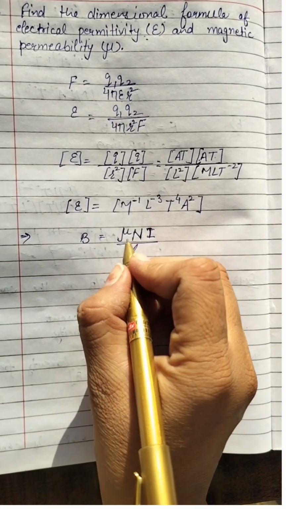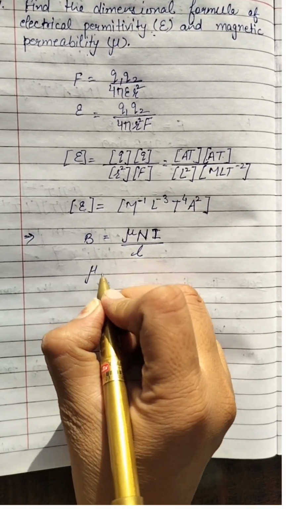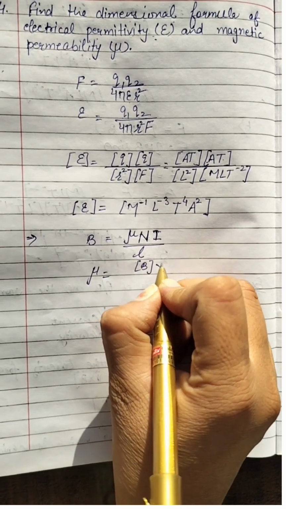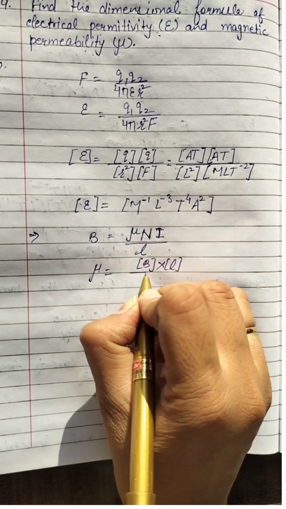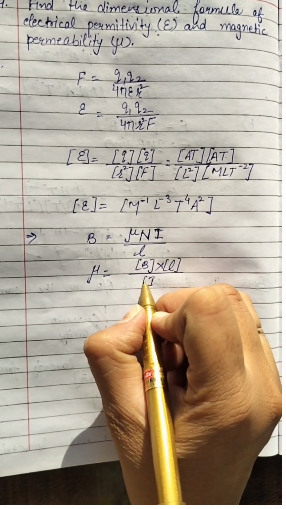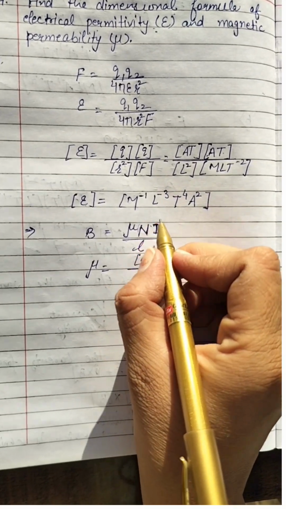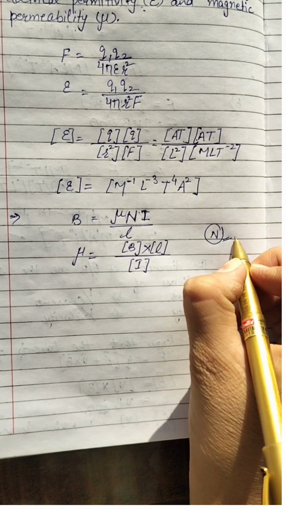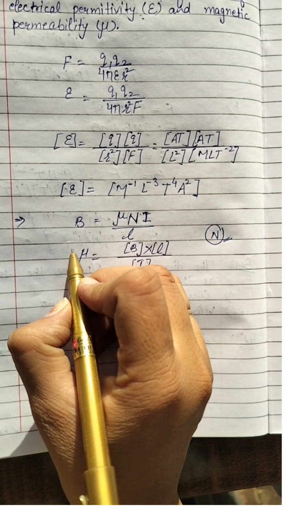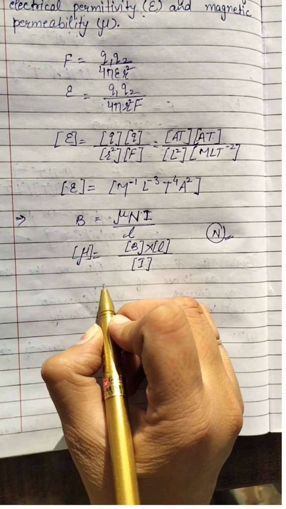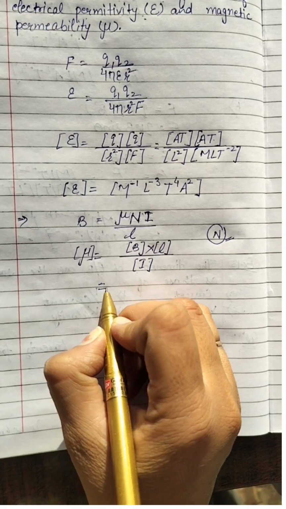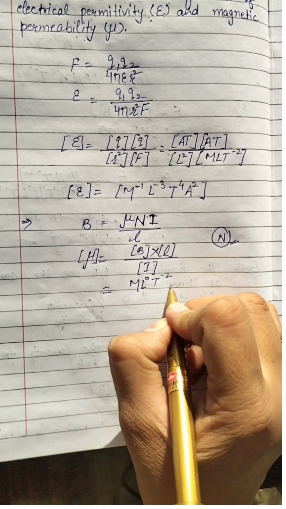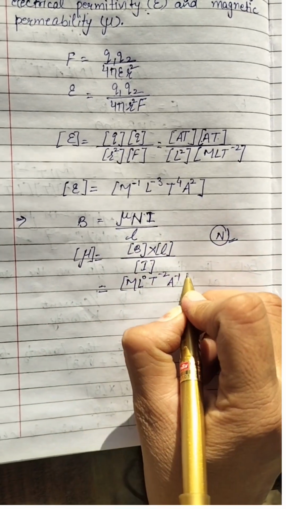So here, if we find mu, then mu is equal to B into L upon I, because number of turns is a number, so it is constant or dimensionless. So the n value is dimensionless. Here mu is equal to this. We find the values M L T minus 2 A minus 1.